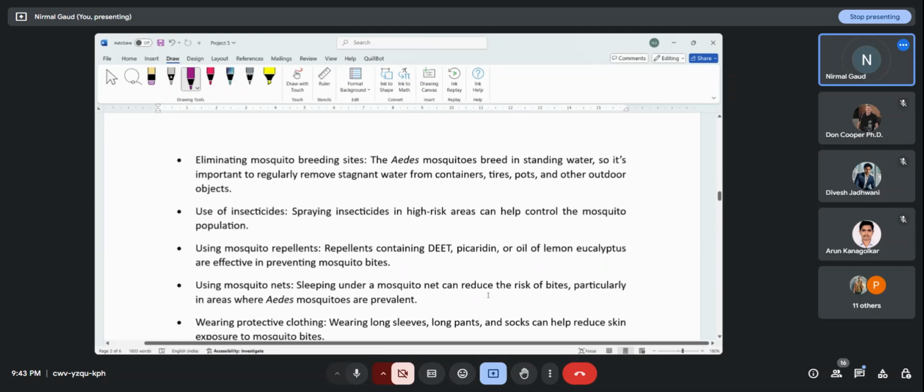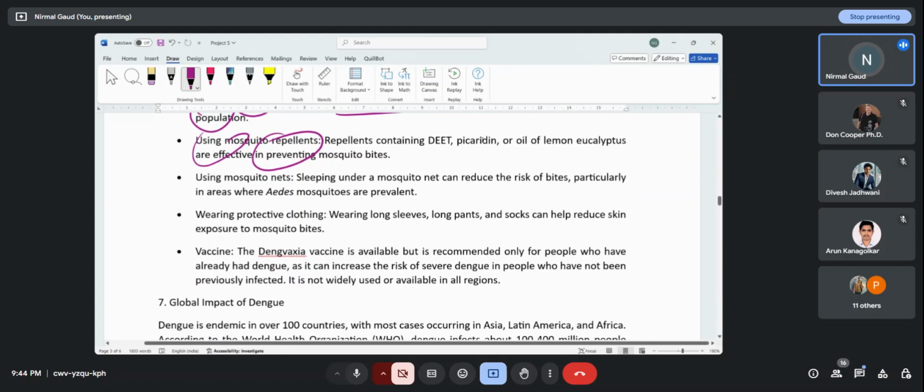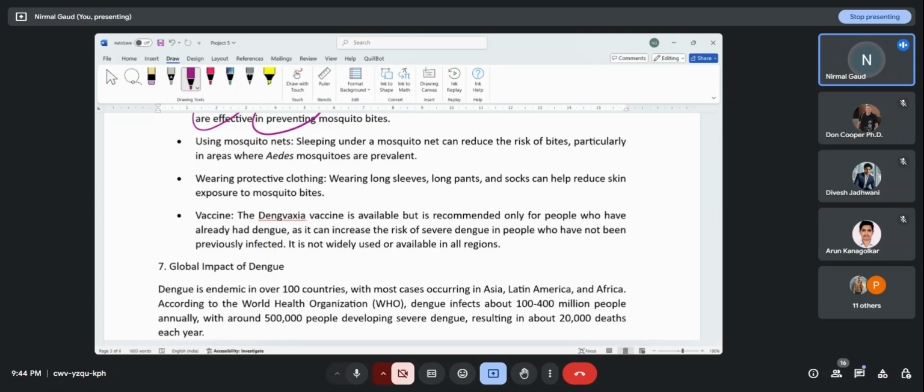Okay, to eliminate mosquito bites, you can have some solutions. Insecticides you can apply. Okay, you can use mosquito repellents, oil, lotion, something like that. Using mosquito nets, wearing protective clothing, and vaccination can be done so we can have safeguards against dengue.